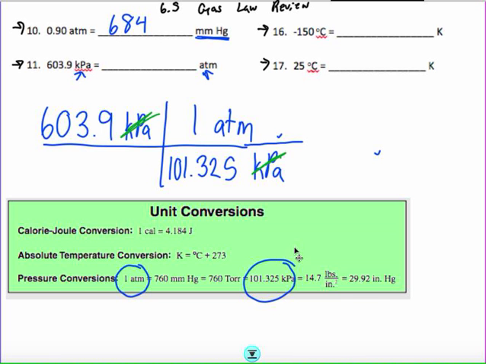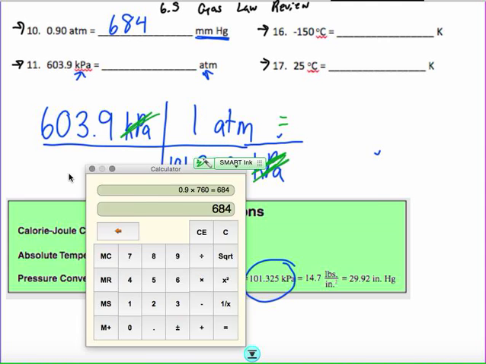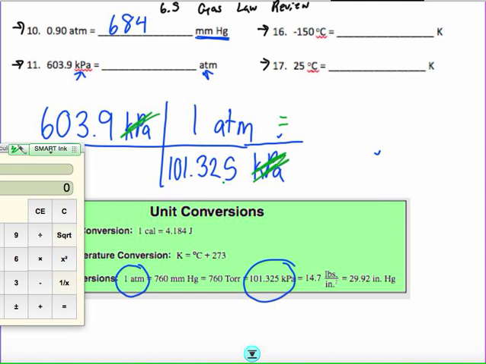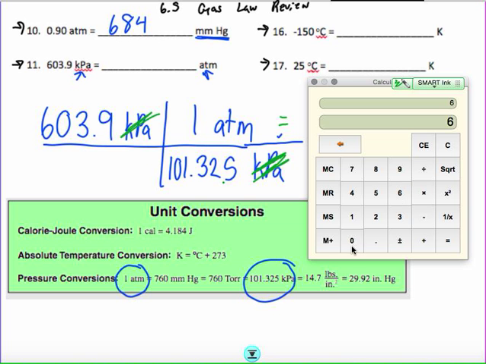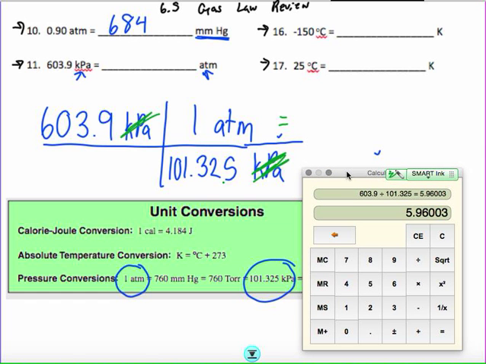The kPa and the kPa cancel out, so we have 603.9 times 1 divided by 101.325. Grab my calculator. 603.9 divided by 101.325 gives me 5.96. Okay, so 5.96 atmospheres will be our answer.